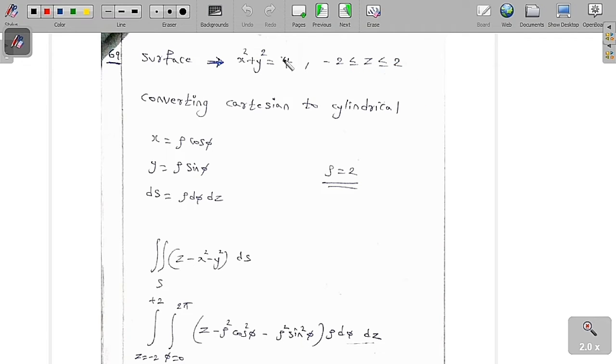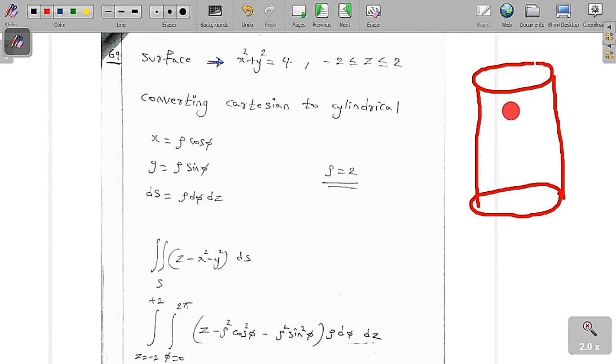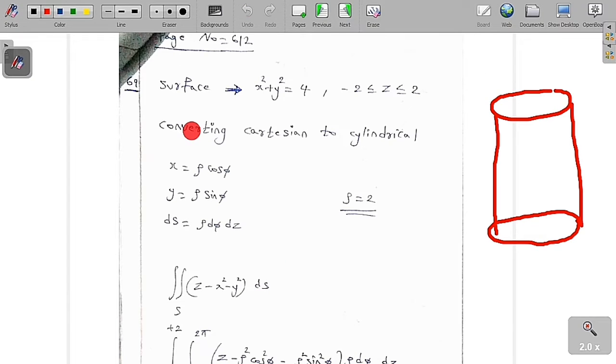So basically we are going to get a cylinder of this fashion. This is the cylinder that you are going to get, which has x square plus y square is equal to 4 with z varying from minus 2 to plus 2. If you want to do this integration, the surface integral of z minus x square minus y square dS, we need to figure it out. So what I am doing is I am going to convert the Cartesian coordinate system into the cylindrical coordinate system.